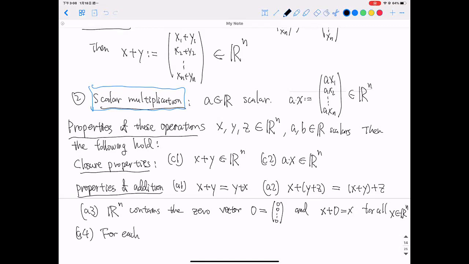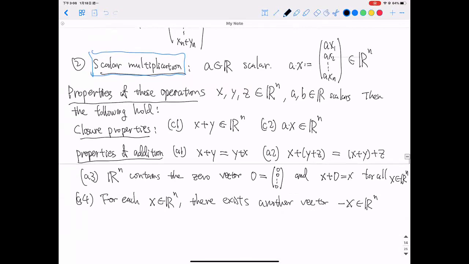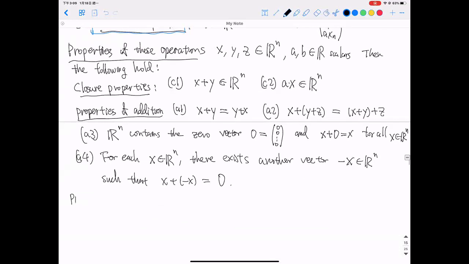Now, the next property is the following. For each x in Rn, there exists another vector, denoted by minus x in Rn, such that x plus minus x is the zero vector. Okay, and this is easy to construct. Once you have x, if you consider the vector whose entries are all the negatives of the entries of x, then that vector will play the role of negative x. Okay. Now, the next collection of properties concerns scalar multiplication.